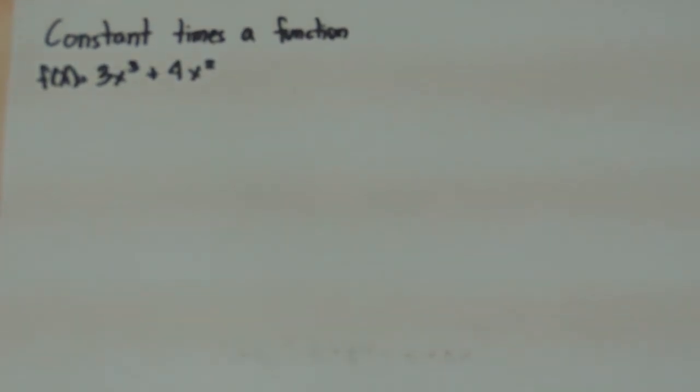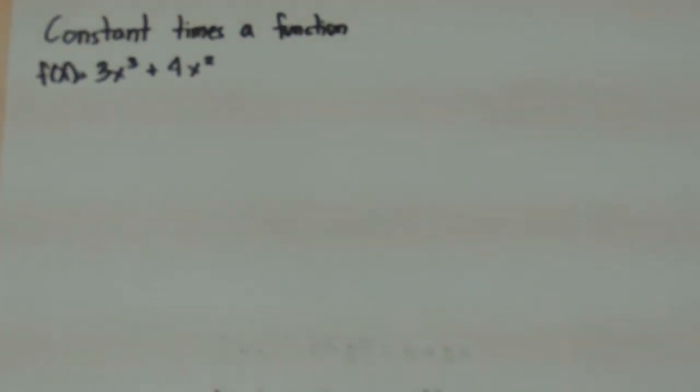Hey guys, today we are going to solve the constant times a function. So we have here f of x is equal to 3x cubed plus 4x squared. So what we are going to do is bring down the 3 and the 2, because the formula for this is n minus 1.